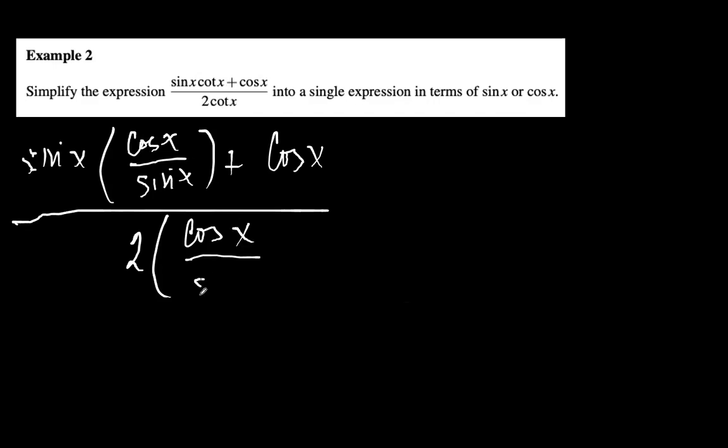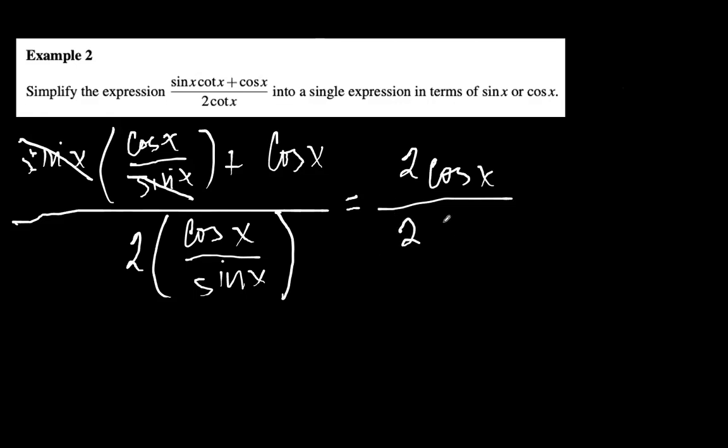Cosine x over sine x. Oh, by the way, class, there are so many ways on how to simplify this. You can just use algebra and make sure to follow the rules, okay? As long as you're following the rules, then there's nothing to worry about. So I can simplify this out. I can cancel this one. So this becomes cosine plus cosine is 2 cosine x over 2 cosine x over sine x.